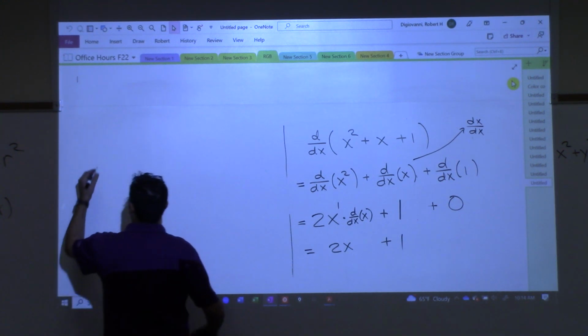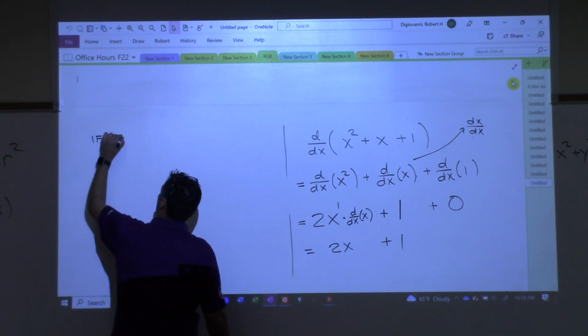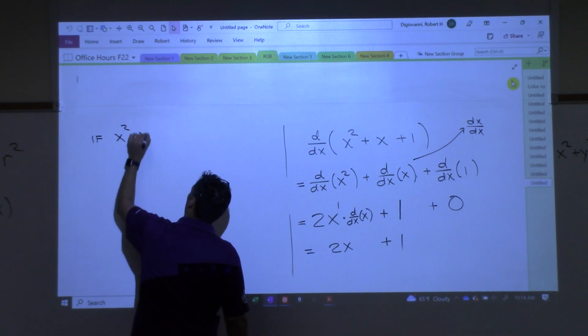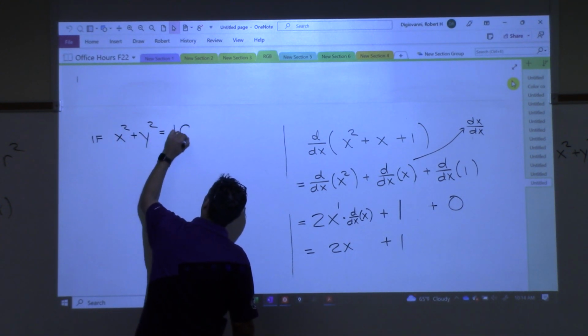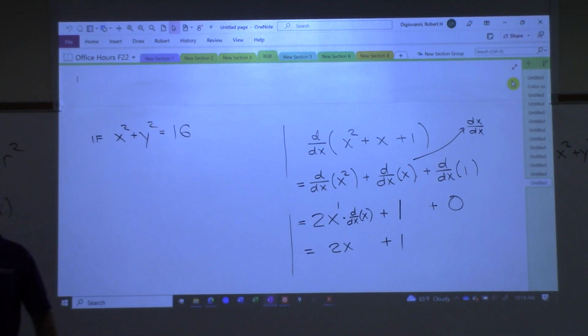Let's go to this one right here. If x squared plus y squared equals 16, that is a circle, right? That is a circle that has a radius of 4. We already know that when you draw that, we have tangent lines at every point. All over this thing we have tangent lines. And we'd like to be able to find the slopes of those, right? Let's find the slopes of the tangent lines.